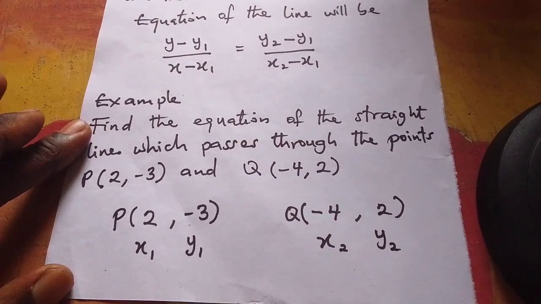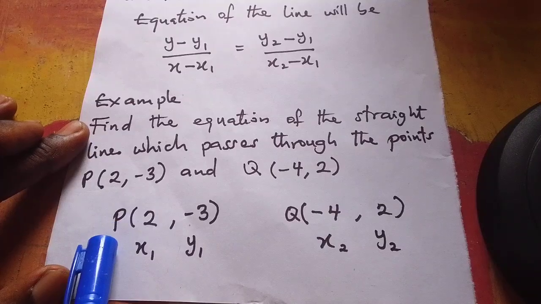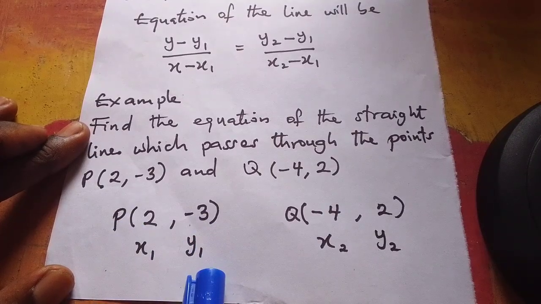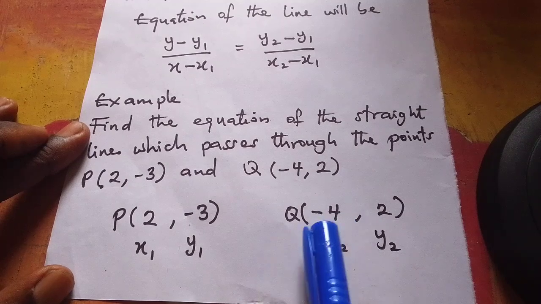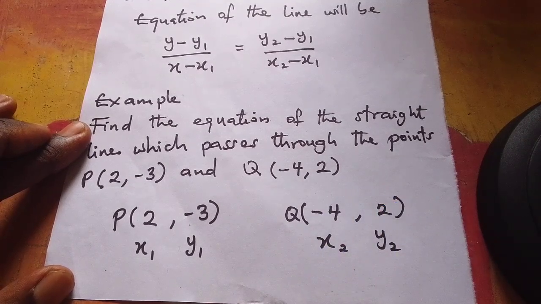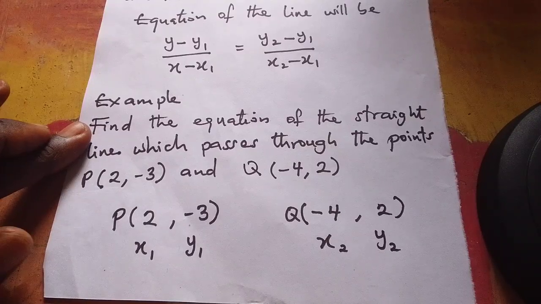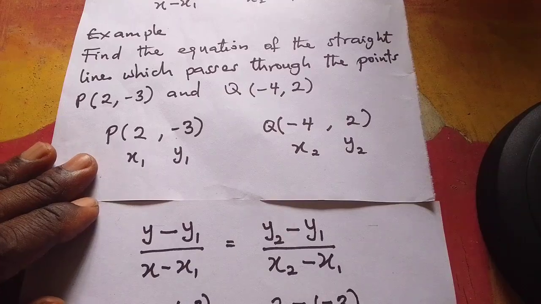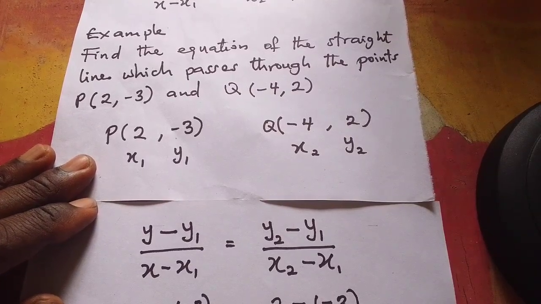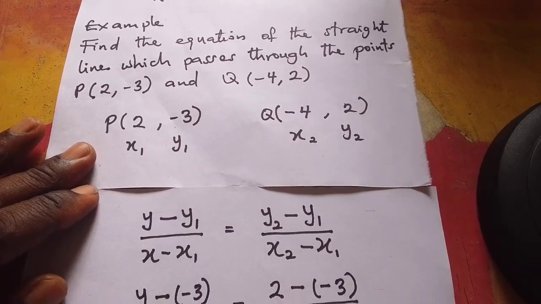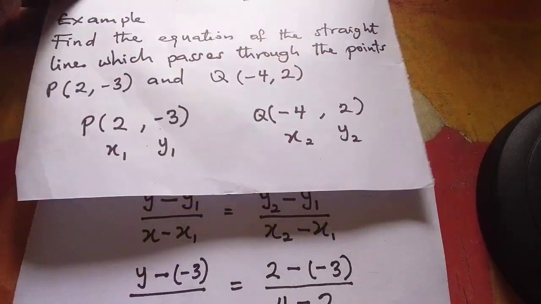So you are going to pick one of them. If this is your coordinate P, what is it? 2 is x1, minus 3 is y1, and coordinate Q: minus 4 is x2, then 2 is y2. So when you are given two coordinates, you are going to use the formula (y minus y1) over (x minus x1) equals (y2 minus y1) over (x2 minus x1). So now you are going to substitute the values we've got.